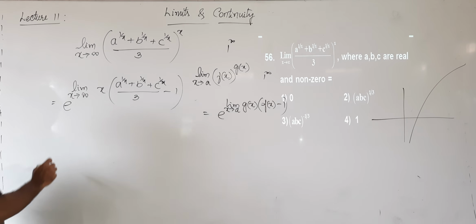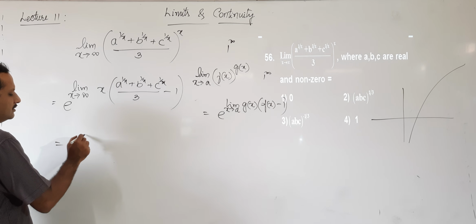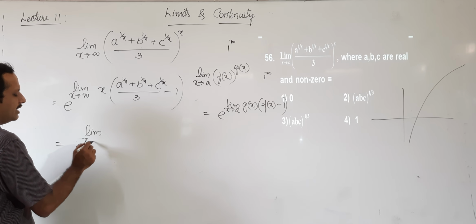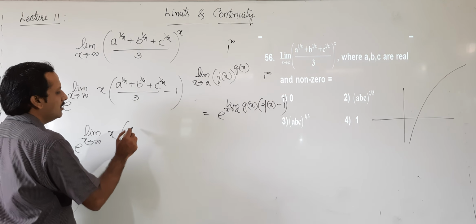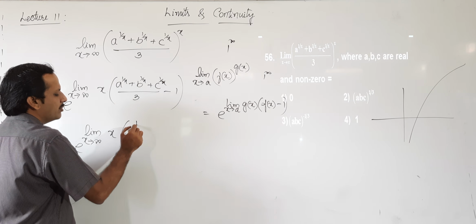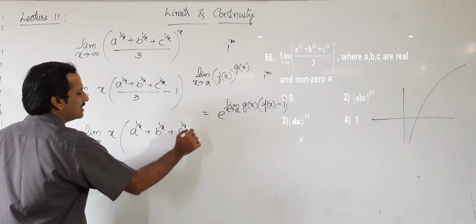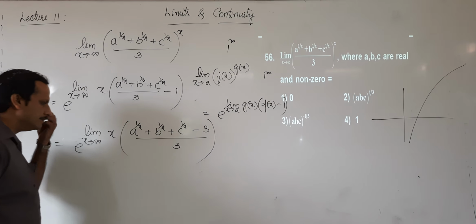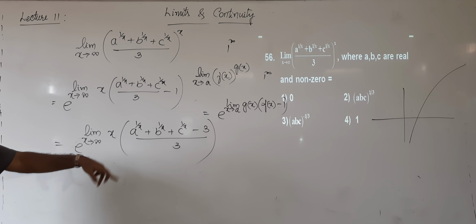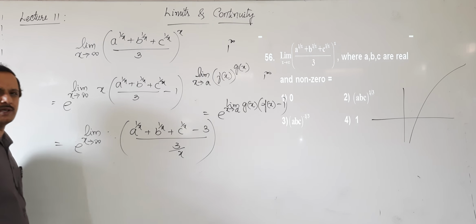That's equal to e power limit x tends to infinity. Take LCM here, x into 3 is the LCM. So this numerator will become a^(1/x) + b^(1/x) + c^(1/x) minus 3, divided by 3. This x is there, now I will take it to the denominator. When it goes to denominator, it will become 1/x. So now it will be 3/x.